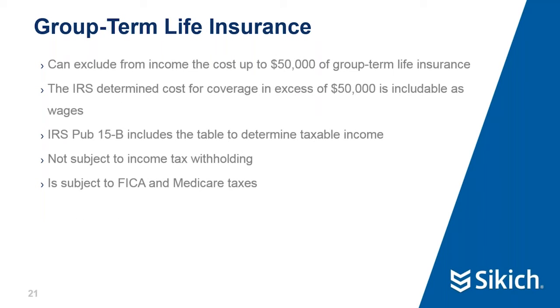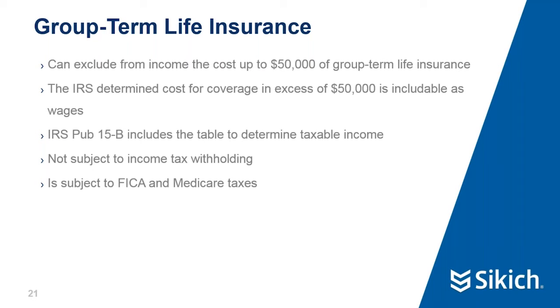Group term life insurance, you can exclude up to $50,000 of group term life insurance coverage. Anything in excess of the $50,000 is includable in wages, and the IRS Publication 15-B has a table to determine how much income needs to be put onto the W-2. This type of income is not subject to income tax withholding, and it is subject to FICA and Medicare taxes.